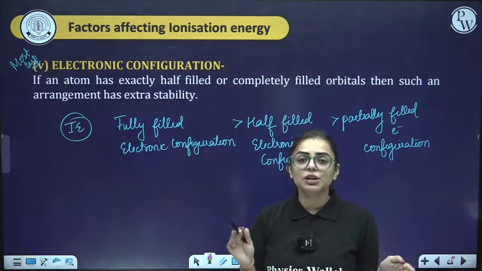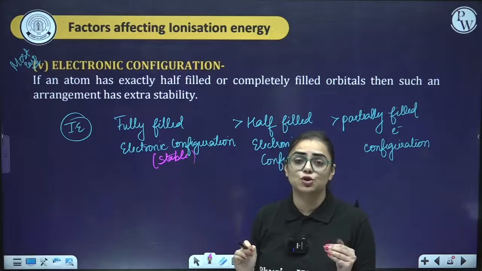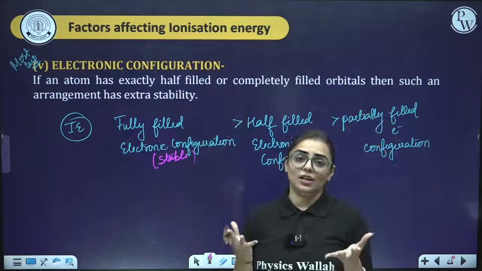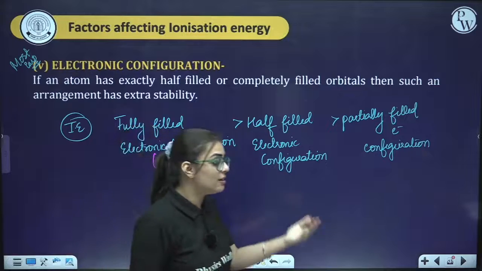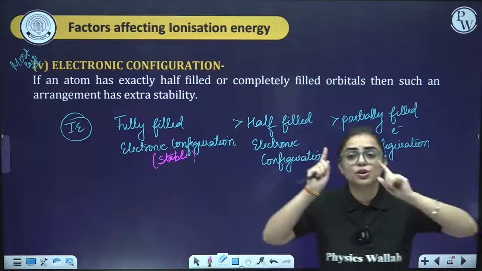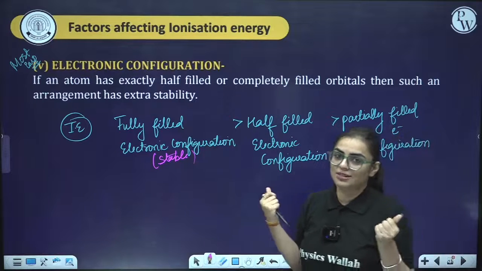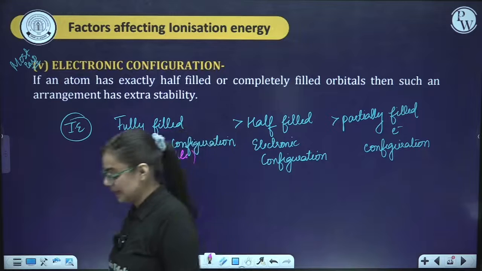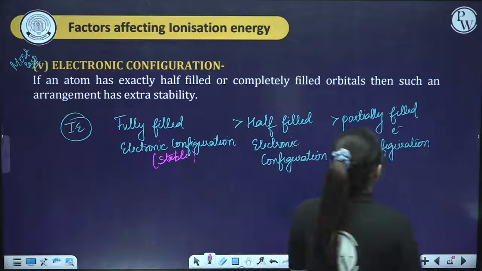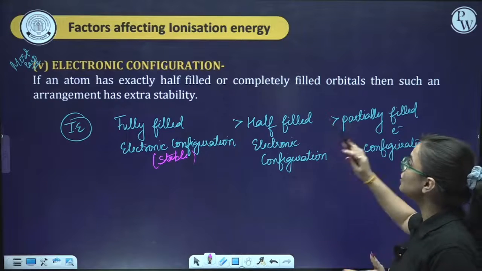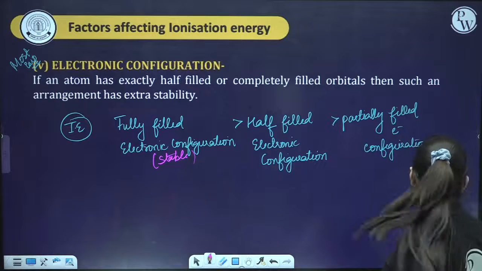Why? Because fully filled is stable, and you have to remove one electron from the stable configuration. So that is the highest value. That means if it is fully filled electronic configuration, you will require a larger amount of ionization enthalpy in order to remove the electron from the stable ones, then from the half filled and then from the partially filled ones. Clear, students? Shall we move on to the next part if it is done? Everybody, I hope you have written this. So you can read it. If an atom is exactly half filled or completely filled, then such an arrangement has extra stability and you require more energy in order to remove the electron.